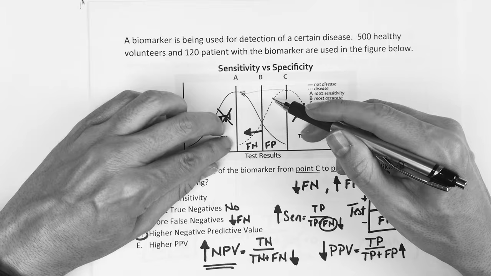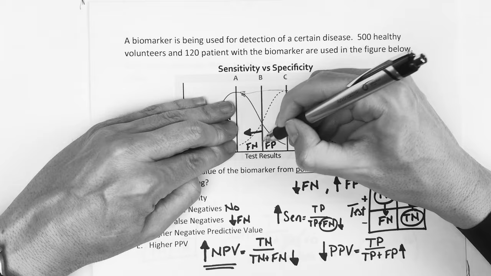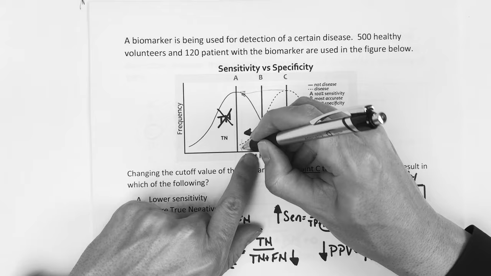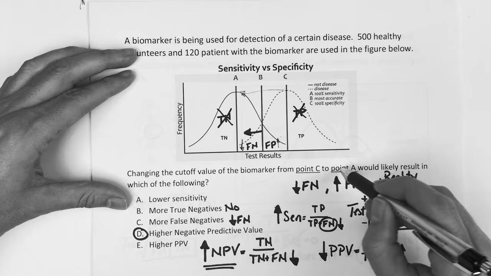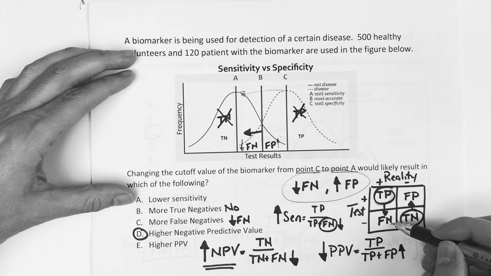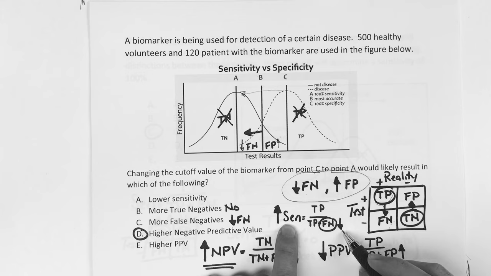And since I'm going from C to A, I take this line, I move it to the left, I smash it. So what's gonna happen to this guy? He goes down, and what happens to this guy? He goes up. So now I take that information, and I say, I worked the box. Sensitivity, well, sensitivity I know goes up, because false negative went down, and if false negative goes down, the whole number goes up. So no, it's not lower, it would be higher.